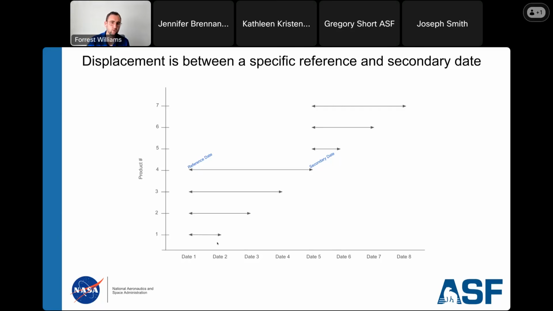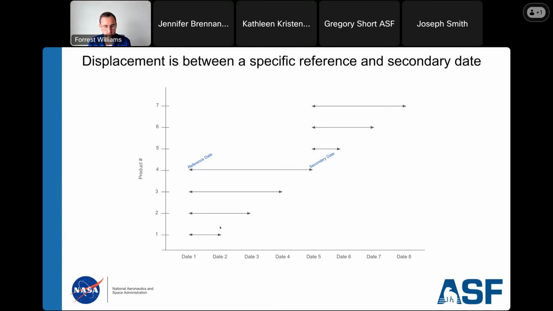etc. Now, the way that the OPERA displacement data sets are created is that the first product, called product number 1, is going to measure the displacement between date 1 and date 2. And then the next product won't change its reference date, but it will change its secondary data set. So now the displacement measured will be between date 1 and date 3.